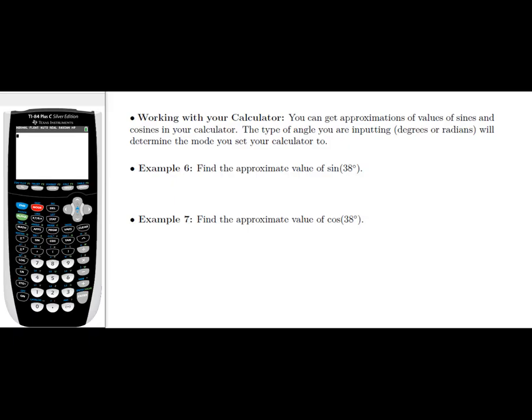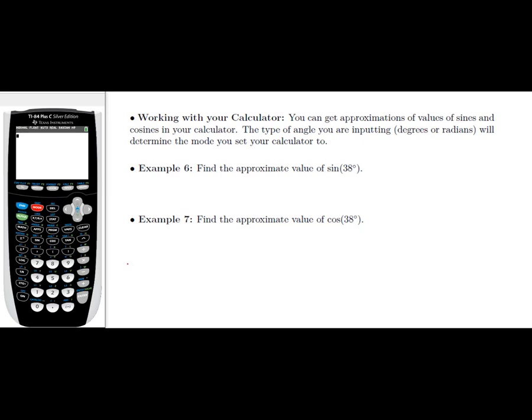So the last thing I'd like to show is how to get these values of sine and cosine in your calculator. So we don't have a special value on the unit circle necessarily that we're trying to find the sine of or the cosine of, and so we just want to get an approximation. So in example 6 and 7, I've asked for the sine of 38 degrees and the cosine of 38 degrees. But before I do either of those examples, we need to just talk about where we go on the calculator to make these computations.